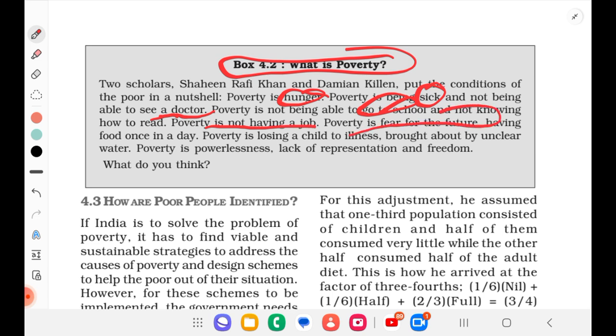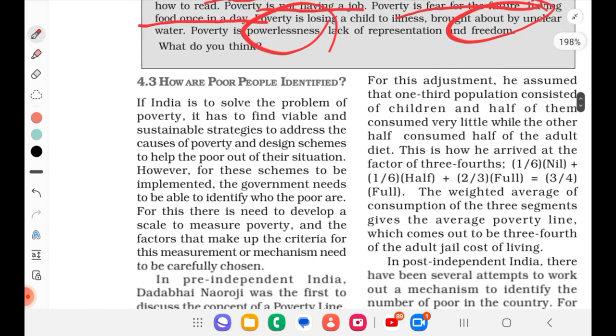Having food once in a day. Poverty is losing a child to illness brought about by unclean water. Poverty is powerlessness, lack of representation and freedom. What do you think?